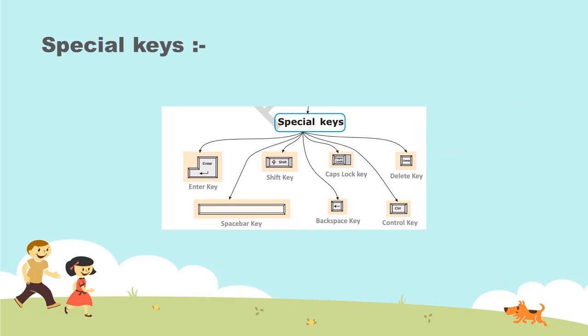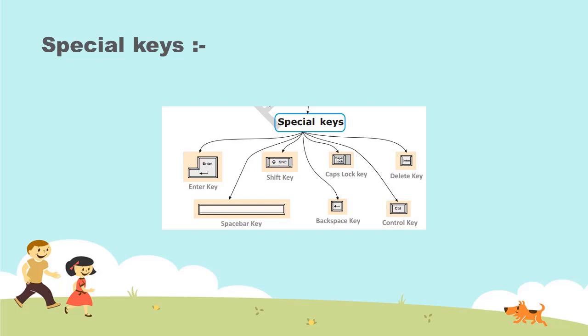Now children, here is the set of special keys present on the keyboard, like enter key, shift key, caps lock key, delete key, space bar key, backspace key and control key. Enter key is used to move the cursor to the next line. Shift key is used to type capital letters, and caps lock key is also used to type capital letters. Delete key, we use the delete key to delete the text we have written.